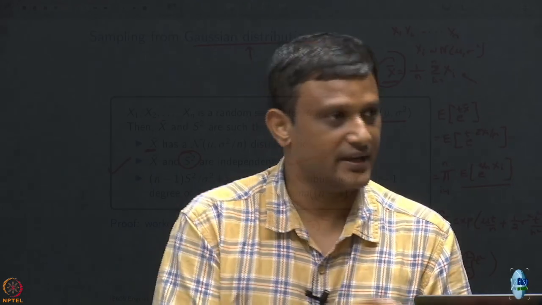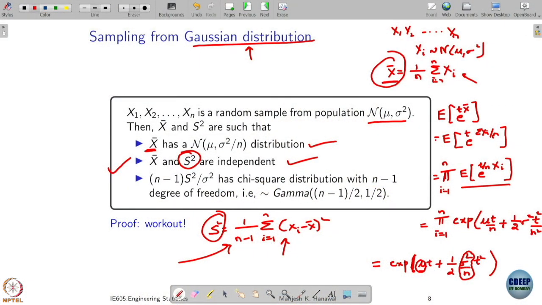Okay? And this is one of the important properties that we are going to use later. And thanks to the special structure of the Gaussian distribution, this property holds. Otherwise, if you replace this by any other distribution, this need not hold. Another property: this sample variance, if you multiply by n minus 1 and divide by sigma square, has a chi square distribution with n minus 1 degrees of freedom.